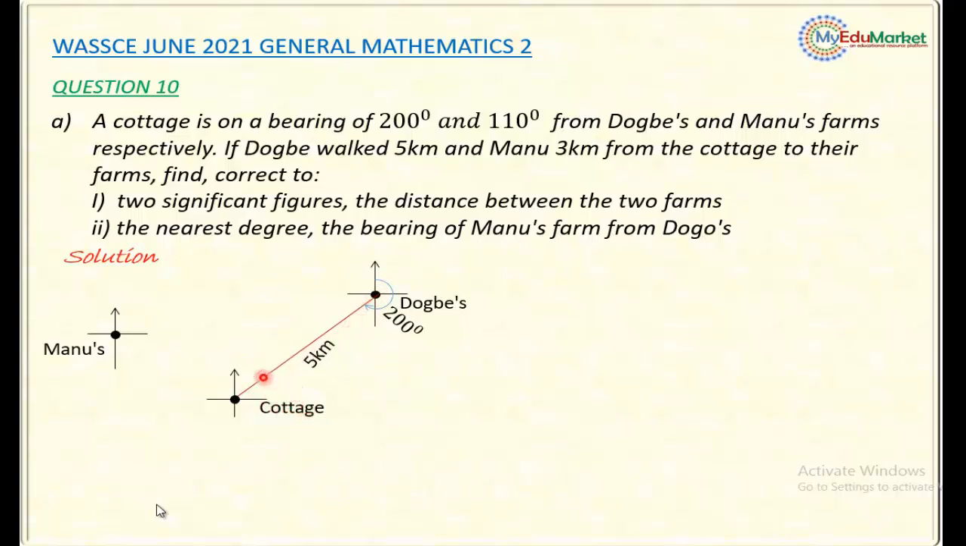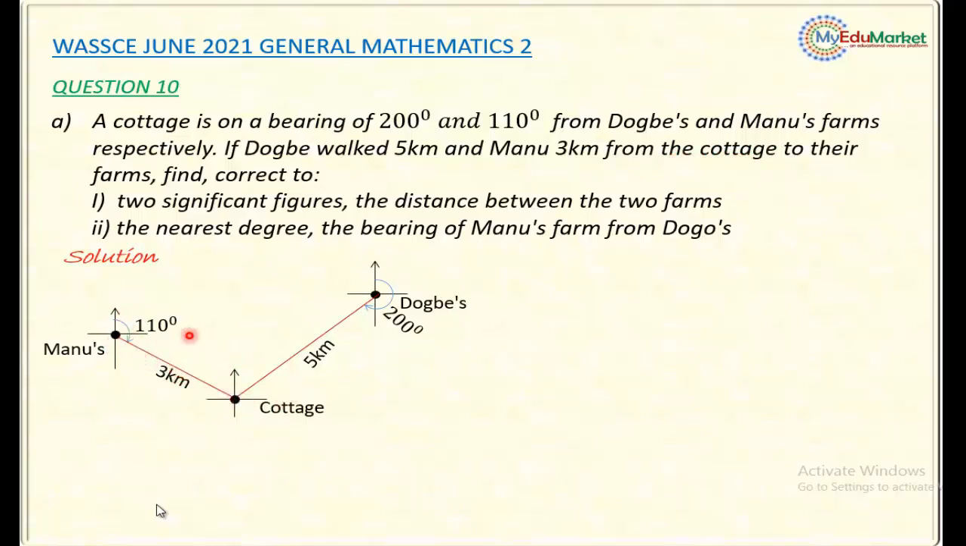So let me also take the bearing of the cottage from Manu's farm. The question says it is 110 degrees. So also I'll take this angle from the north line in a clockwise direction. 110, this is 90, so somewhere here will be the angle. This will be the direction. 110 is bigger than 90, so it will be in this quadrant, and it is 3 kilometers because Manu walked 3 kilometers to his farm from the cottage. So this is my drawing.